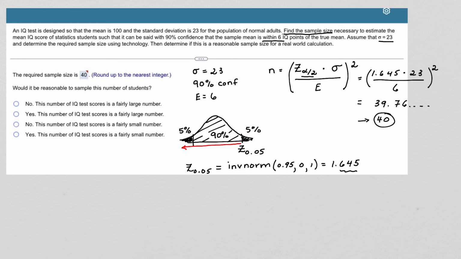So in this case, I would have rounded to 40, but if it had been 39.0011, I'd still say 40, because we have to go up to the next integer. So it's not a rounding thing. It's making sure that you get the minimum sample size needed, and 39 is not quite enough. So we have to go up to 40. So that's how you get that answer.